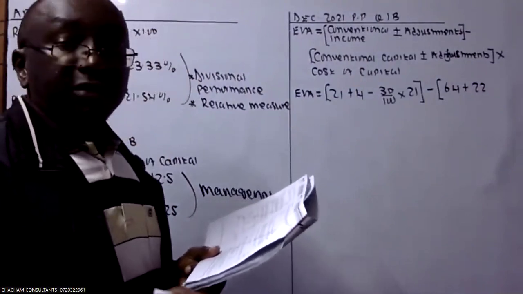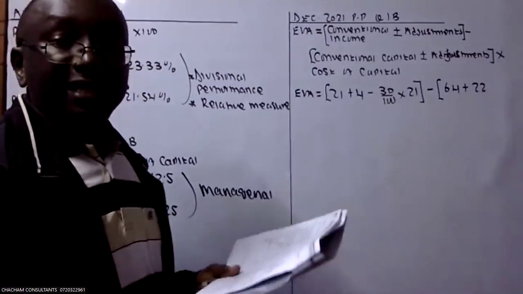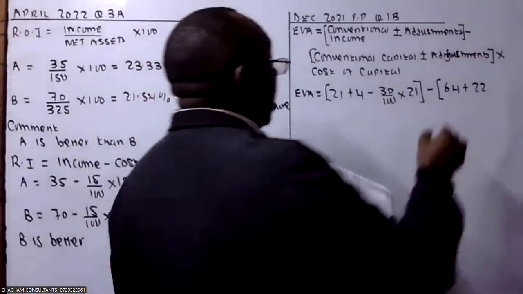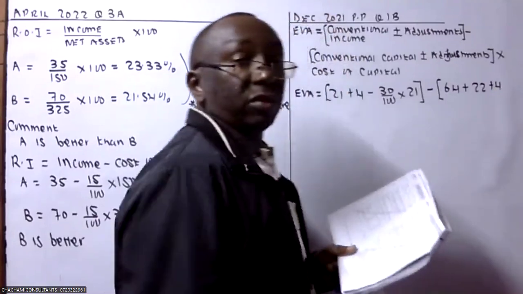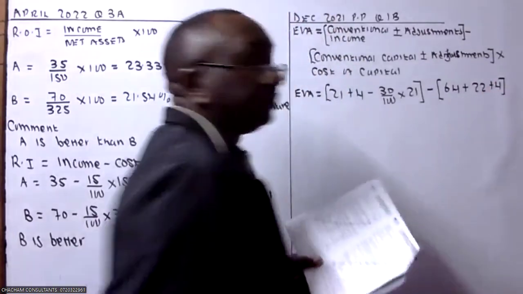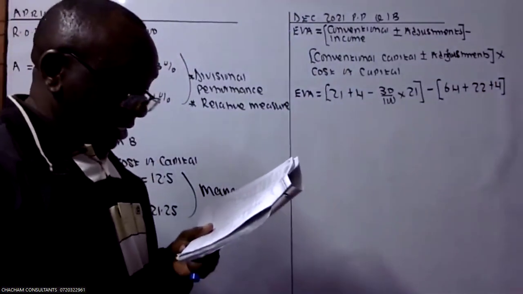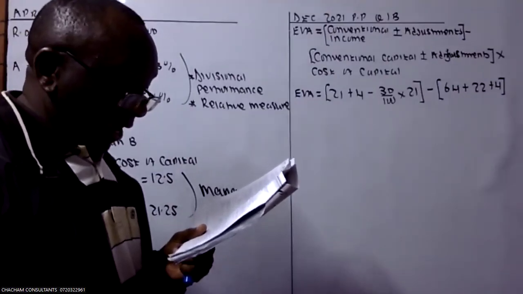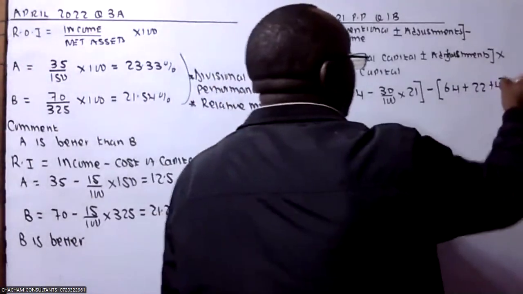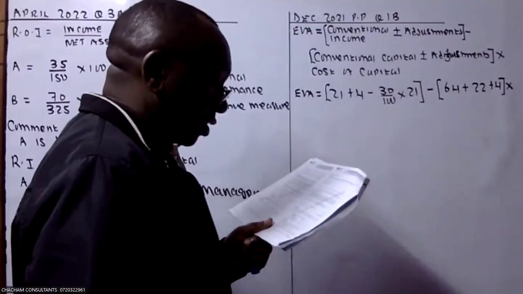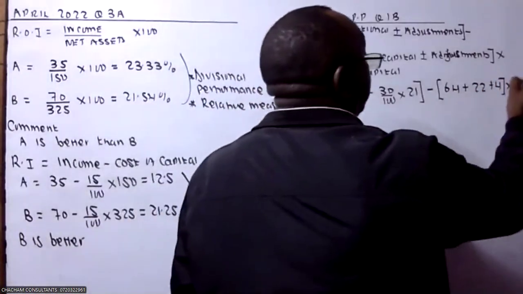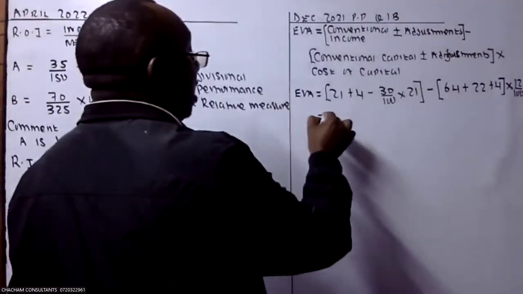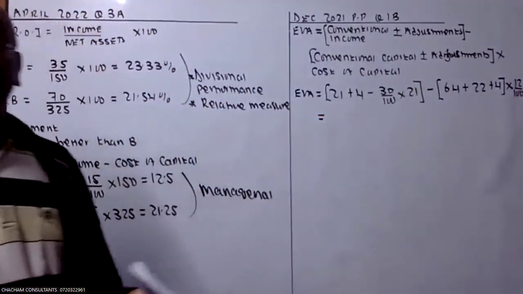Then we also have said that the cost on research should be capitalized, so we are supposed to add back that 4. When you add back, you multiply now by the cost of capital here, and the cost of capital we are going to use is 12%. So that is how you shall get the economic value added.